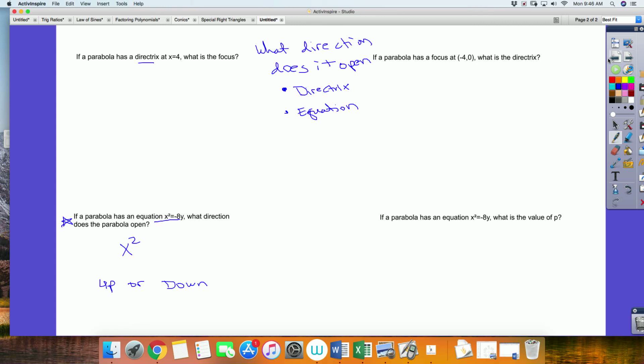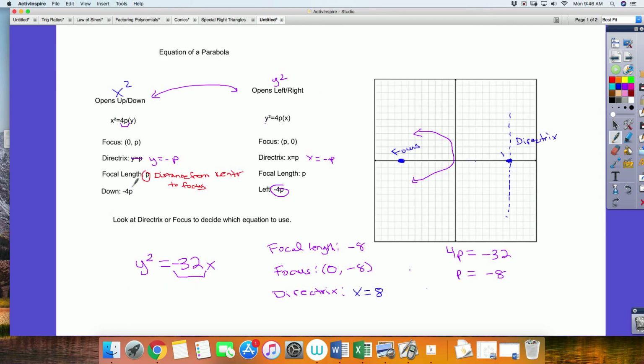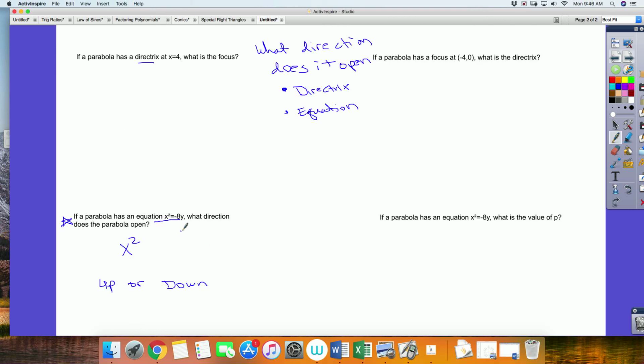And then remember to figure out if it's up or down, we look at that 4p. A negative means down, a positive means up. So if I look, my 4p in this problem is equal to negative 8. So since it's a negative, that means that it opens down.